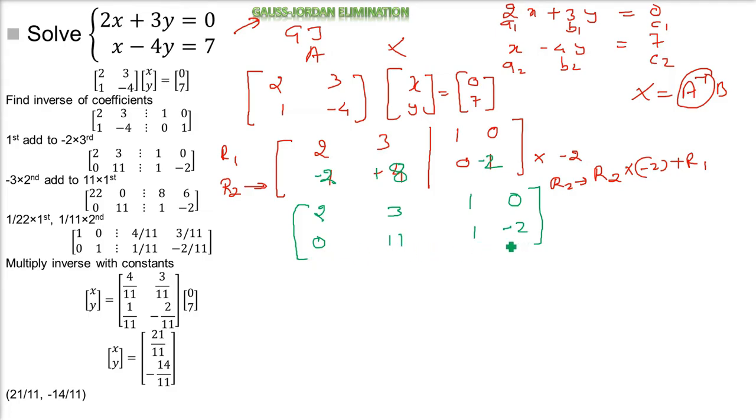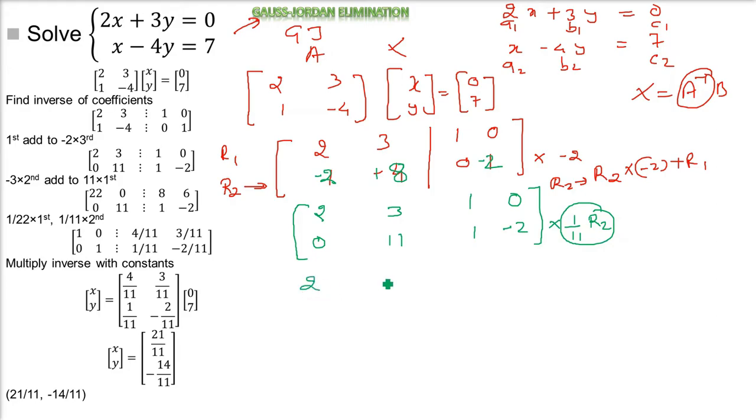So let us do that, and for that purpose you can also multiply the first row with 1 by 2 so that you get 2 as 1. Okay, I'm just giving you ideas. This is just a solution. The logic is we have to make this the identity matrix, so 11 I'm making as 1. So multiply the row 2 by 1 by 11.